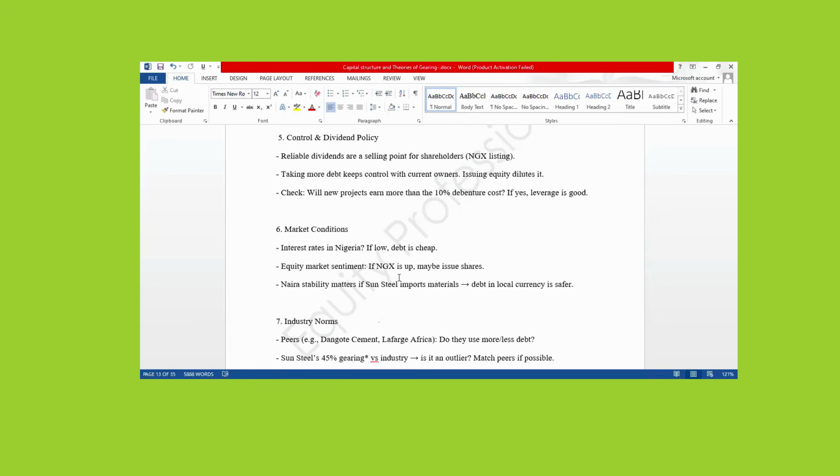We are going to look at the equity market, the Nigerian Exchange Group. Is the market experiencing boom? If the answer is yes, we can leverage on this to issue more shares.